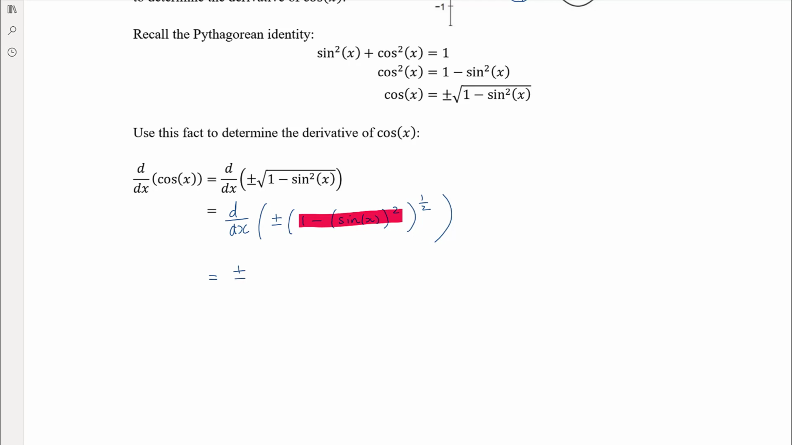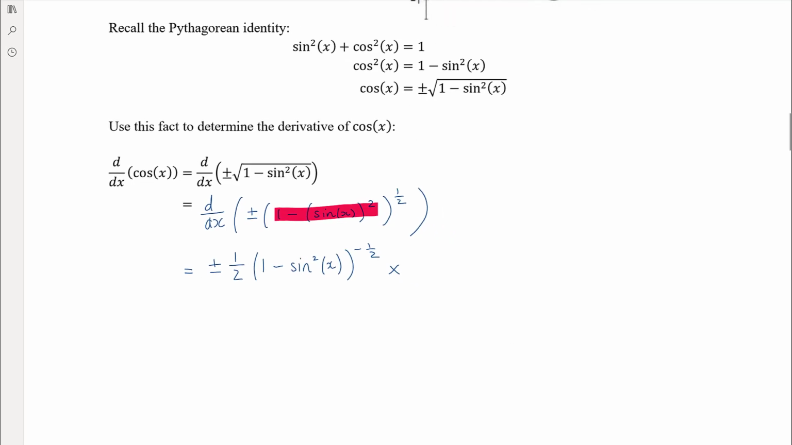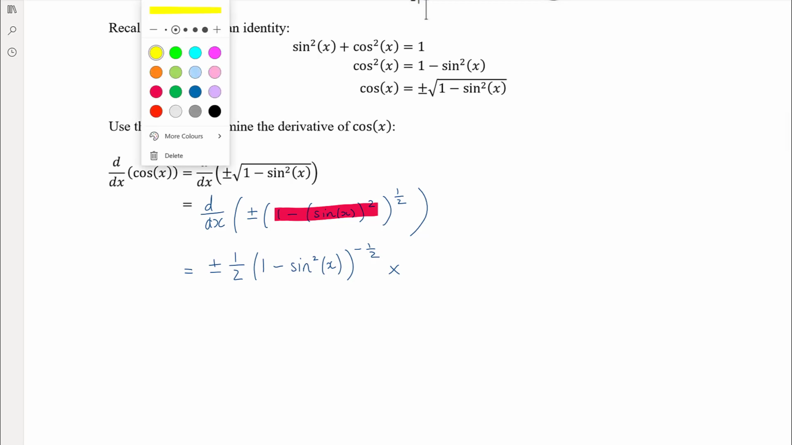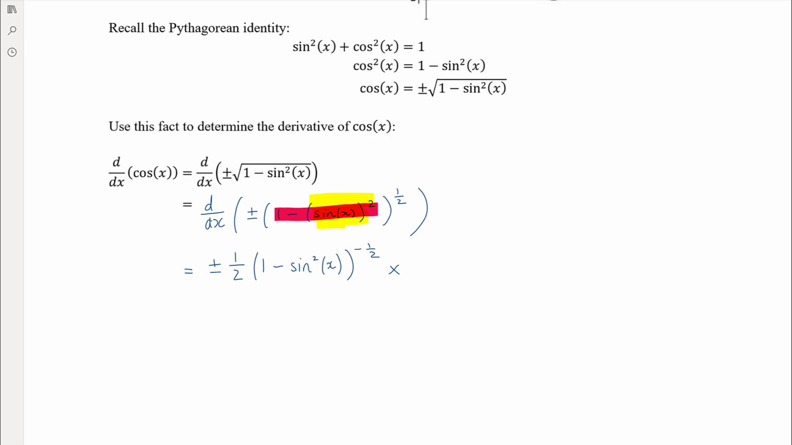So we're going to get plus or minus 1 half, losing the d/dx because we're taking the derivative now, plus or minus 1 half, 1 minus sine squared x to the negative half, and then we're taking the derivative of 1 minus sine x all squared. So the derivative of 1 is just 0, the derivative of sine x squared, just that bit, is going to need the chain rule as well. So we get 2 times sine of x to the power of 1 multiplied by the derivative of sine of x, which we learnt previously was cos of x.